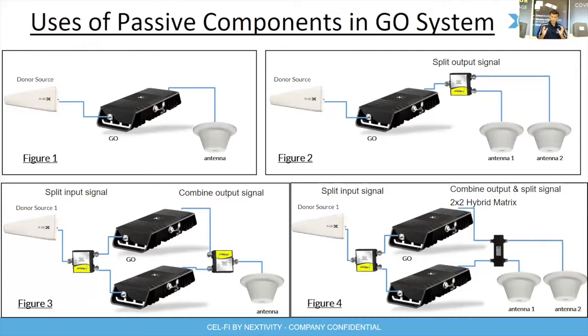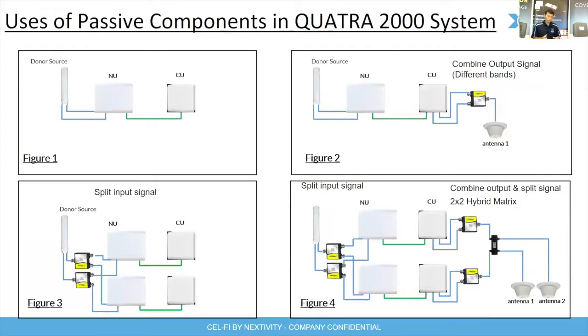We can apply exactly the same concept, same scenario, to a QUATRA 2000. So we are going to briefly take a look. Figure 1 for the QUATRA 2000 is a basic, fundamental configuration. I have a donor signal feeding into the NU, and the NU is connected to the CU by a Cat5 cable, using the internal antenna. Classic fundamental configuration. Again, what happens if I want to use an external antenna on the CU?